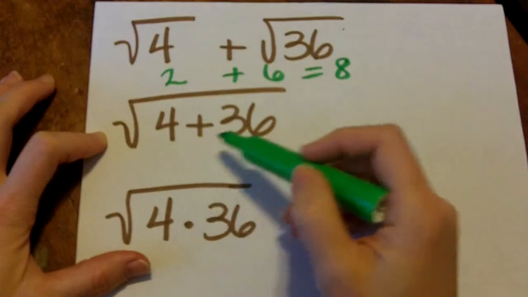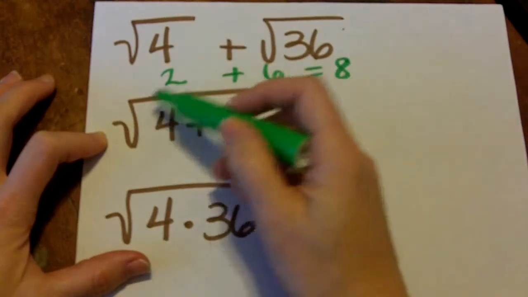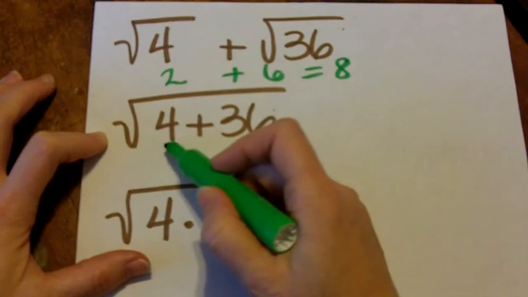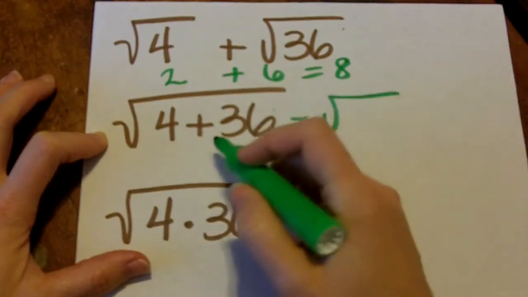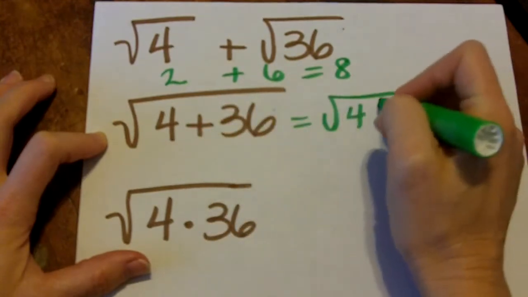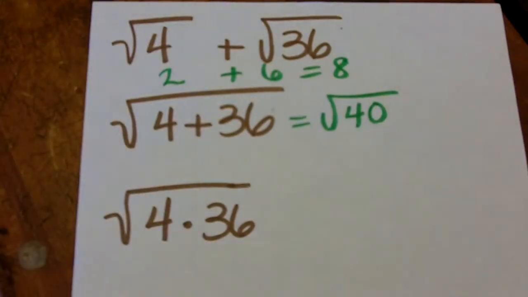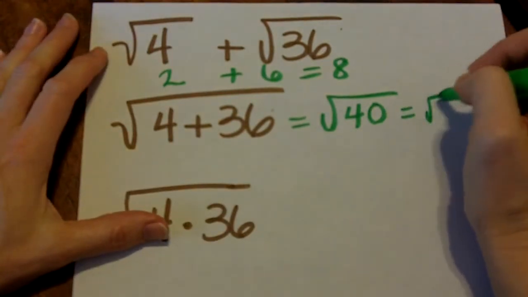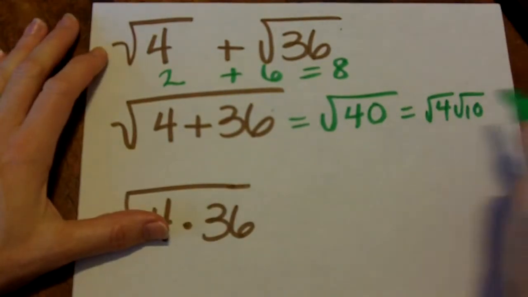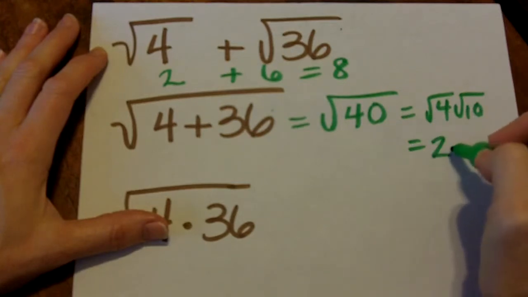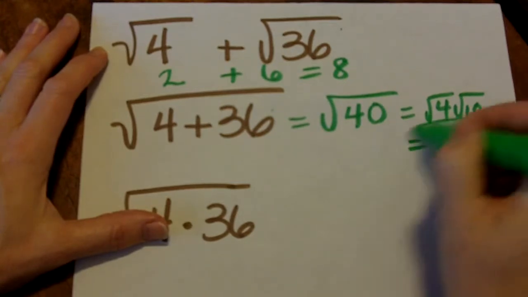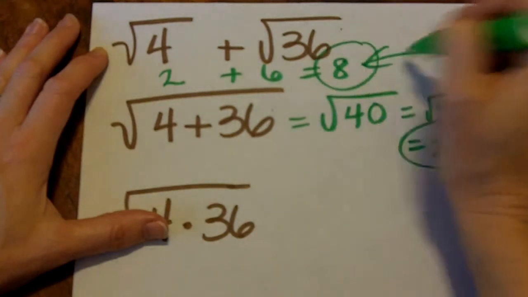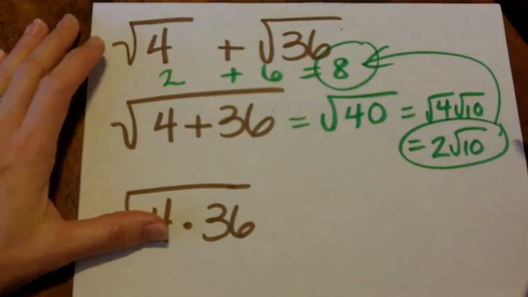However, the square root of 4 plus 36, you can't do the same thing with it. So you have to actually add it together, 4 plus 36, and you get the square root of 40. Now, because you do know that you can take simple radical form, you could say that it is the same thing as the square root of 4 times 10, right? So you can factor 40, which would give you 2 square roots of 10. Very significant difference between these two values, okay?